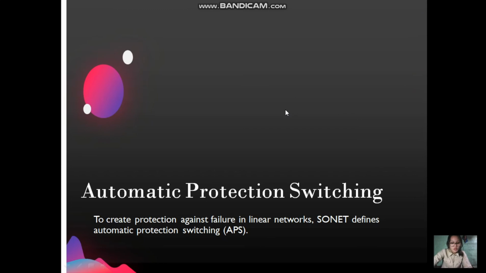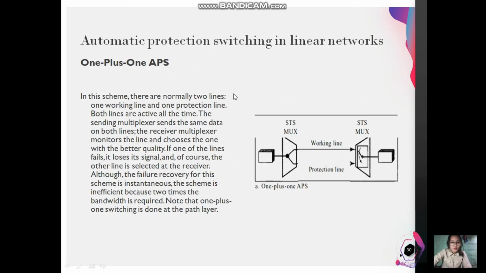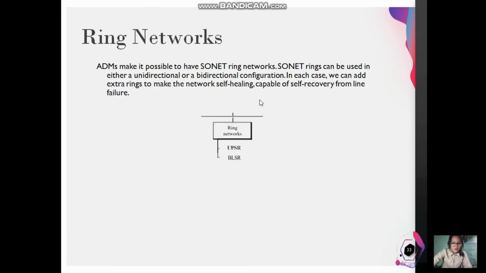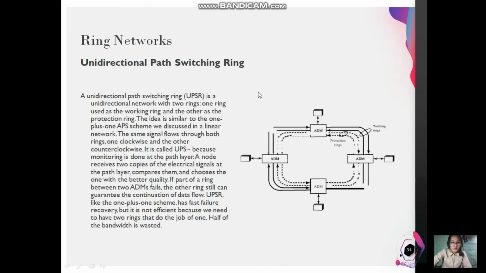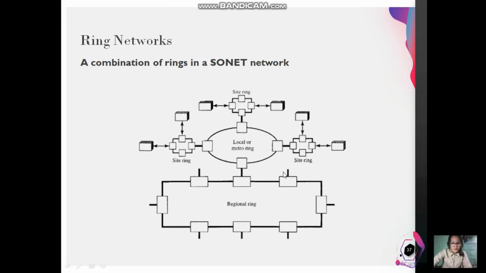In linear Sonnet networks, to create protection against failure, Sonnet defines automatic protection switching, where the idea is to provide redundancy. And there are 3 common schemes for protection in linear networks. These are 1+1 APS, 1-to-1 APS, and 1-to-many APS. Back into the taxonomy of Sonnet networks, we have ring networks. And under that, we have the UPSR and BLSR, or the unidirectional path switching ring and the bidirectional line switching ring. And here's the figure showing the combination of both rings.